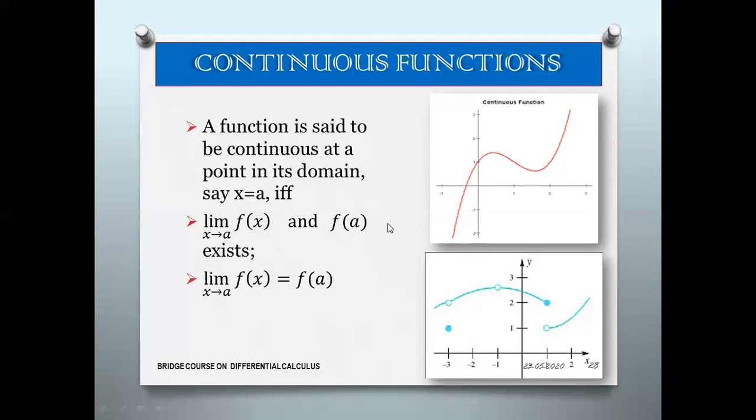So the first condition is limit x tending to a f of x should not be infinity. And when you substitute x is equal to a, that also should not be infinity. The next condition is that these both should be equal. That is, limit x tending to a f of x should be equal to f of a. So this is called a continuous function.